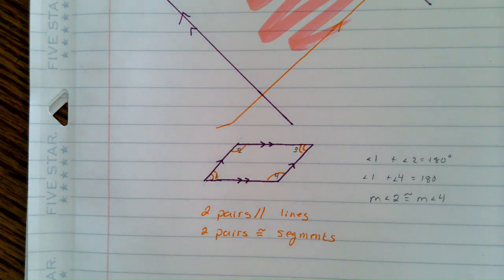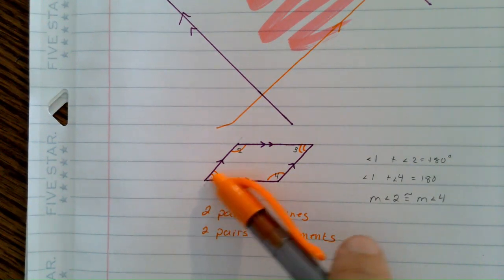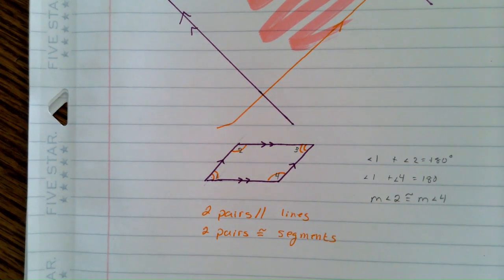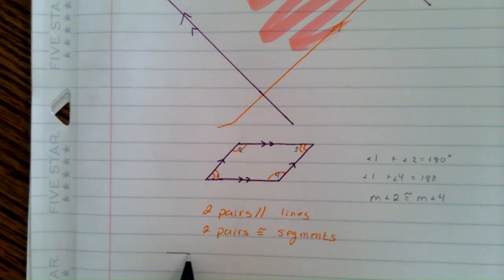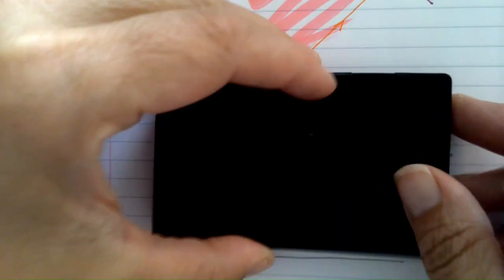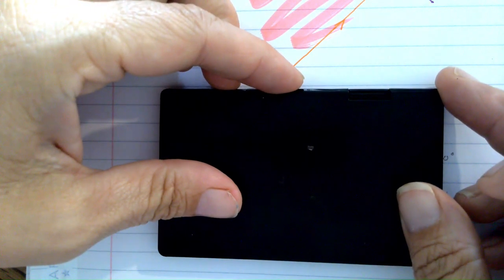Okay? So two pairs of parallel lines, two pairs of congruent segments. Are the diagonals congruent though? Is this diagonal congruent to this diagonal? I'm going to really exaggerate the folding of this box. Okay, we're going to draw a really long box. And I'm going to make sure that I have the length on that to be exact.